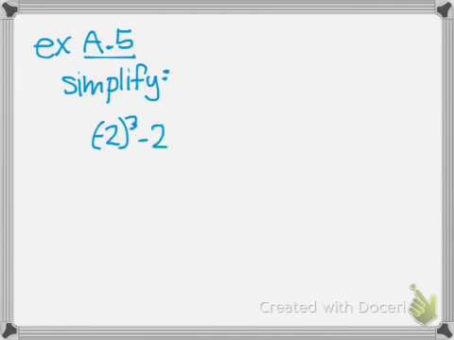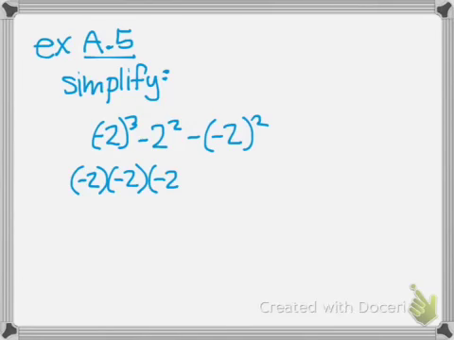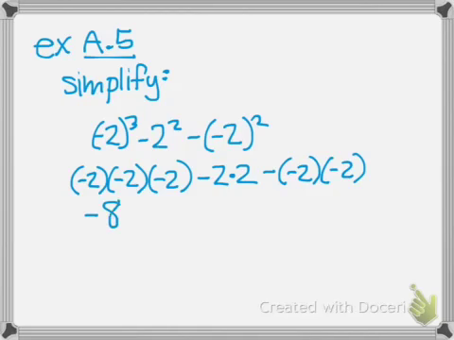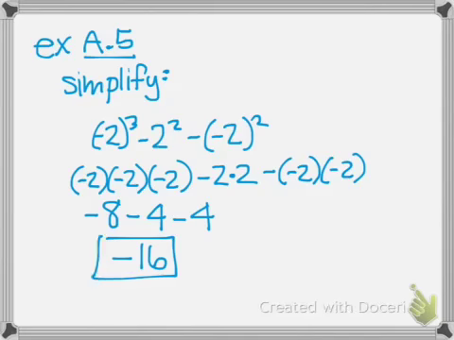So let's do an example. Negative 2 cubed minus 2 squared minus negative 2 squared. Negative 2 cubed is negative 2 times negative 2 times negative 2, minus 2 times 2, minus negative 2 times negative 2. If we have 3 negatives, then it's going to be negative, and we get 2 times 2 times 2 is 8. 1 negative means it's going to be negative 4, and then 3 negatives again will be negative. 2 times 2 is 4. Negative 8 minus 4 is negative 16.